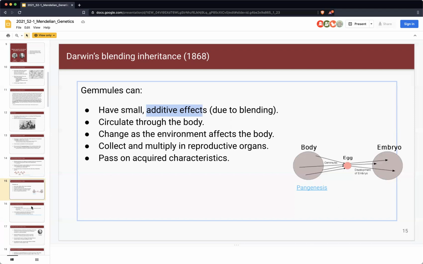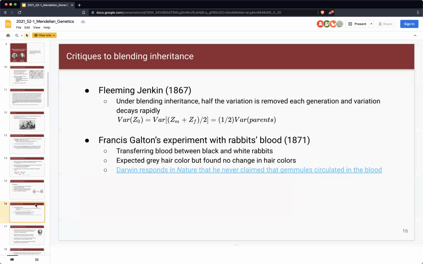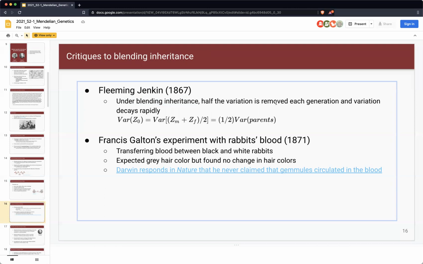But it also got lots of criticism from other scientists, because science is always a battle of different ideas. One critique came from Fleming Jenkin. He proposed: let's say blending inheritance is correct. Then half of the variation is removed each generation, because you add up the mother's trait value and the father's trait value and divide by two, because we calculate the average. That means half of the variation from mother or father is basically excluded from this process.